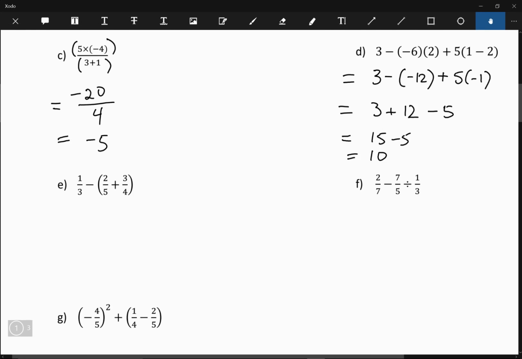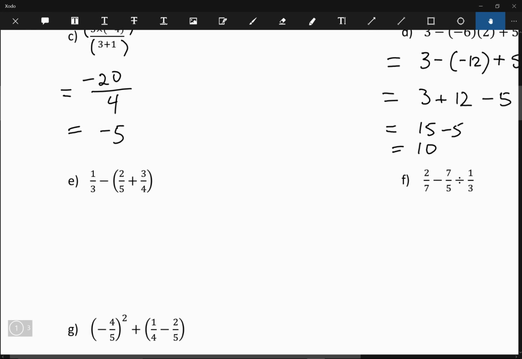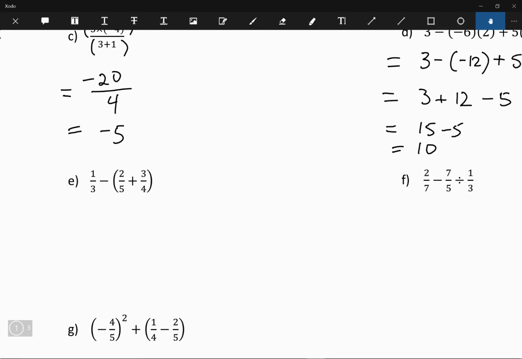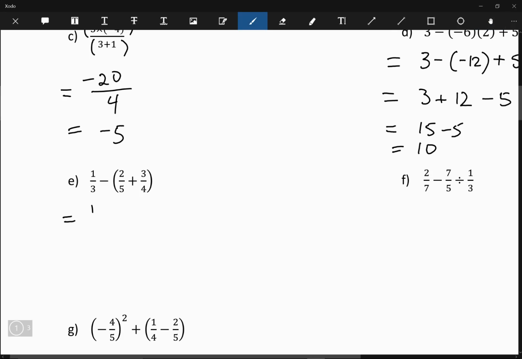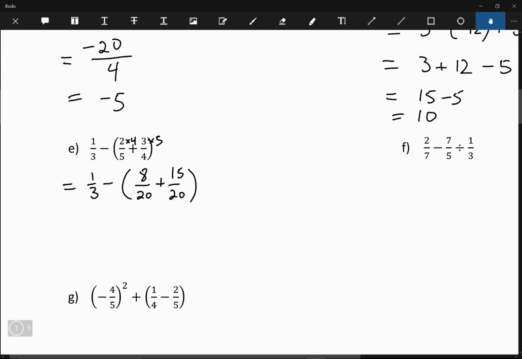See the next one here. 1/3 minus 2/5 plus 3/4. Let's take care of the brackets first. Let's leave the 1/3 alone. And then let's do the brackets. Let's find the common denominator. 5 and 4 will have a common denominator of 20. If I multiply this one by 4 and this one by 5, I'll get my numerators. Here I have 8, here I have 15, and I'm adding the two fractions together. So after I add the fractions, 15 plus 8 is 23/20.